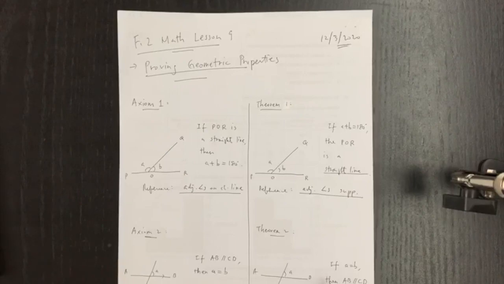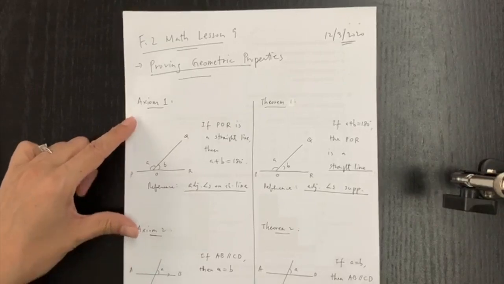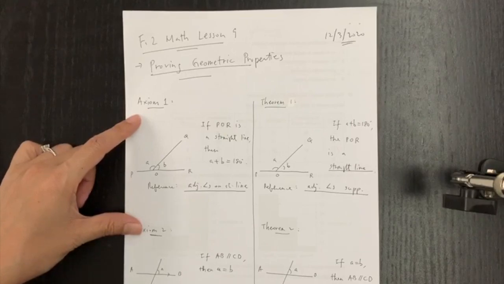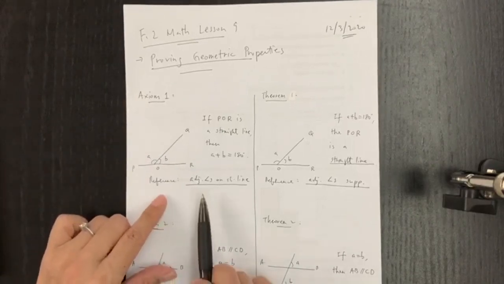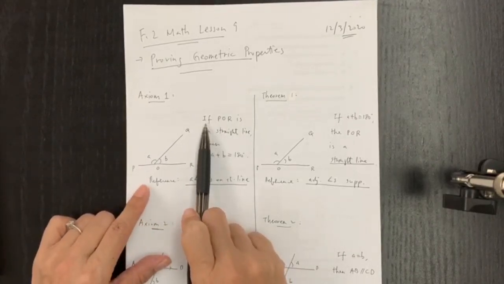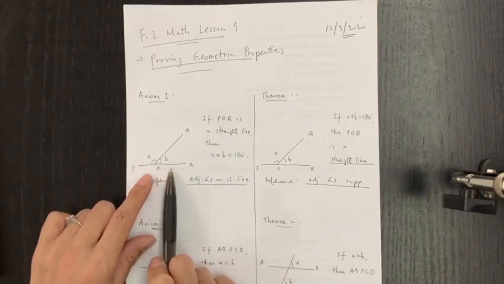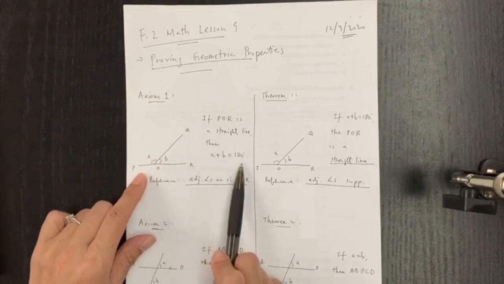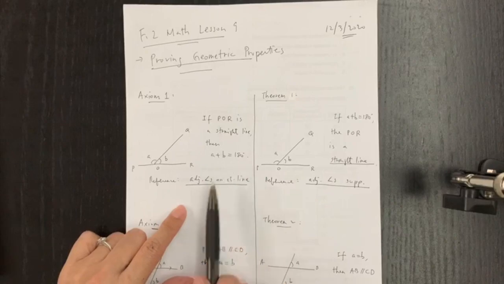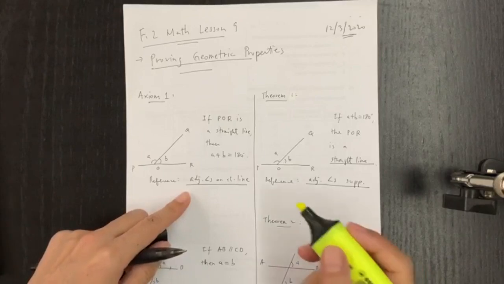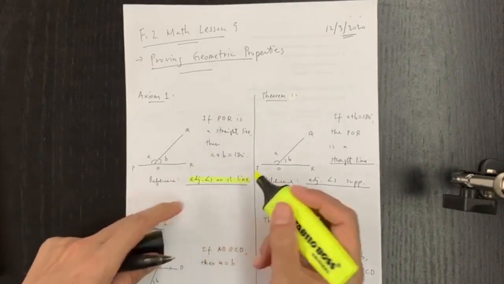Okay, so today's lesson is about deductive geometry. The first one, we have axiom number 1. So actually, what is the meaning of axiom? An axiom is a statement or principle that is generally accepted to be true. Look at this. If we are given the condition that POR is a straight line, therefore we all agree that A plus B is equal to 180. And therefore we have this reference, which is the same as before. We call that adjacent angles on a straight line.